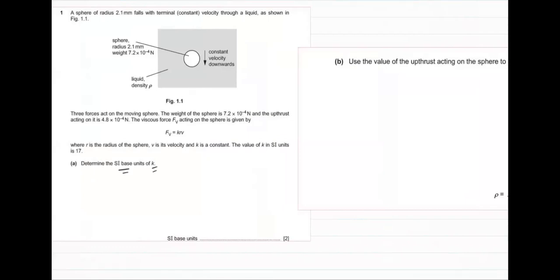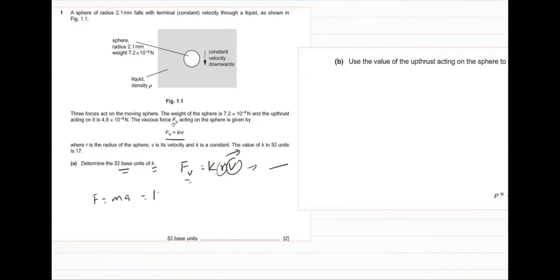We need the SI base unit of K. It is given that F = K r v. What is r? r is the radius. And what is v? v is the velocity, r is the radius, F is the force. So they are asking for the SI base unit of K.